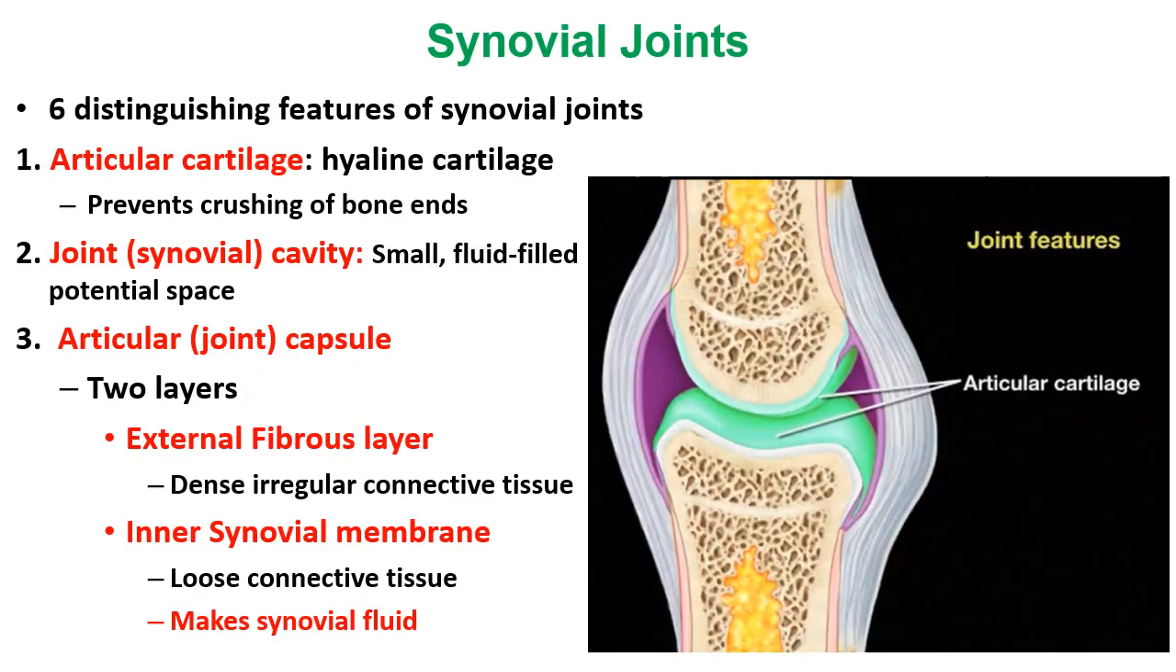All right. So looking here at the synovial joint. You have these 6 distinguishing features of the synovial joints. You have to know all of them because this is really, really basic for joint and movement. So first thing you gotta know is that you have an articular cartilage, and that is hyaline cartilage.